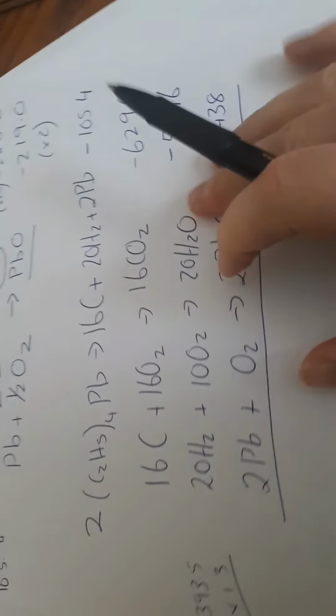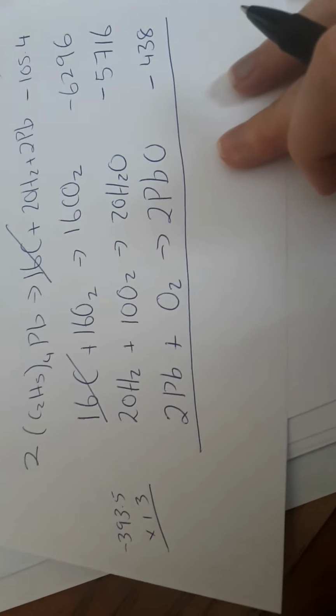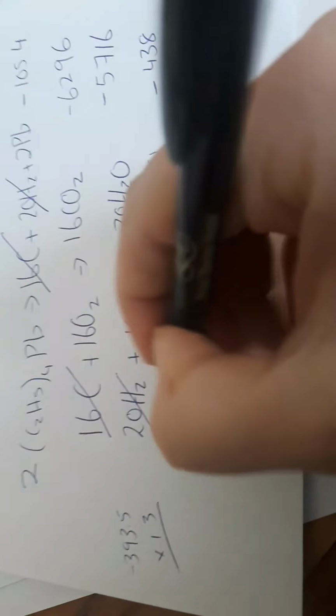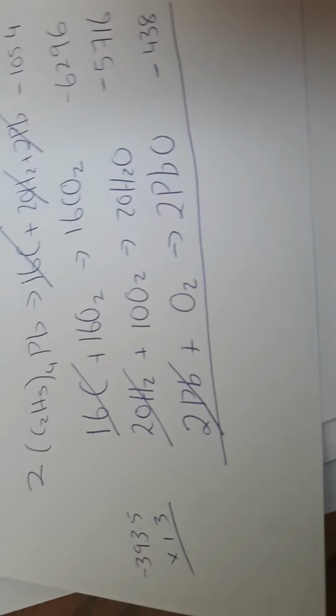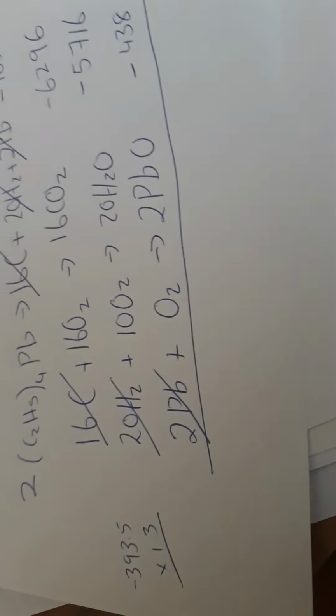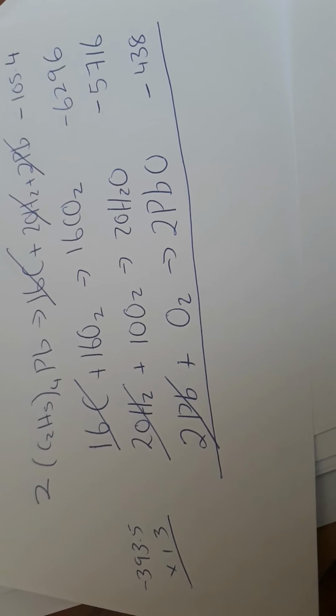So now what we're going to do is we're going to compare what we have on the left hand side with what we have on the right hand side, and anything that's on both sides can cancel. So my 16C from my left will cancel with my 16C from my right. My 20H2 on my left will cancel my 20H2 on my right. The 2 PBs on my left cancel the 2 PBs on my right. Okay, that's everything that will cancel.